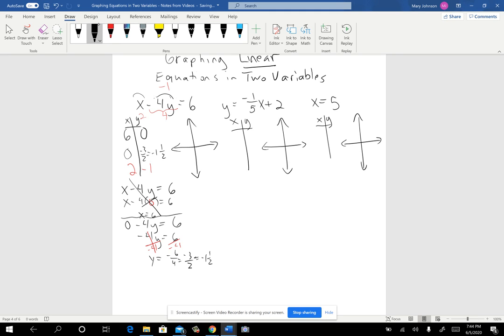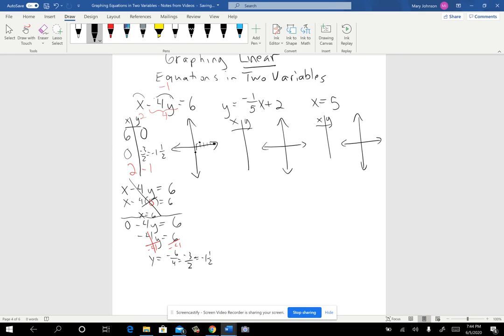All right, so now once you get your ordered pairs, you're just going to plot those. So I need to go to (6, 0), okay, (2, 1), and then (0, -1.5), okay? Uh-oh, something doesn't look right, okay? See that?